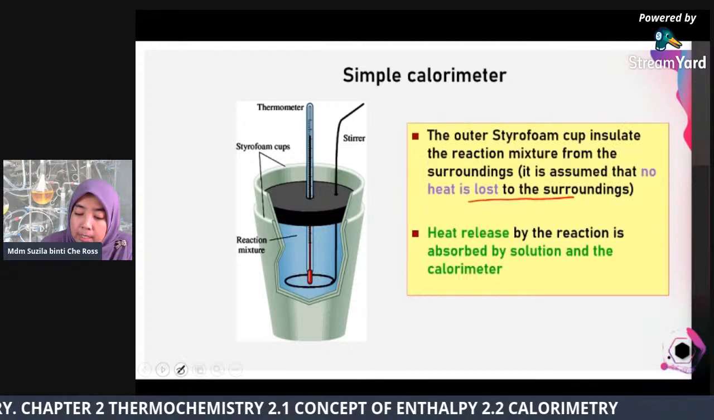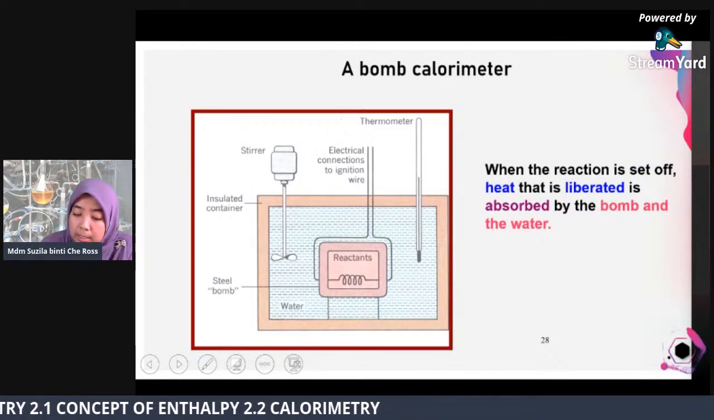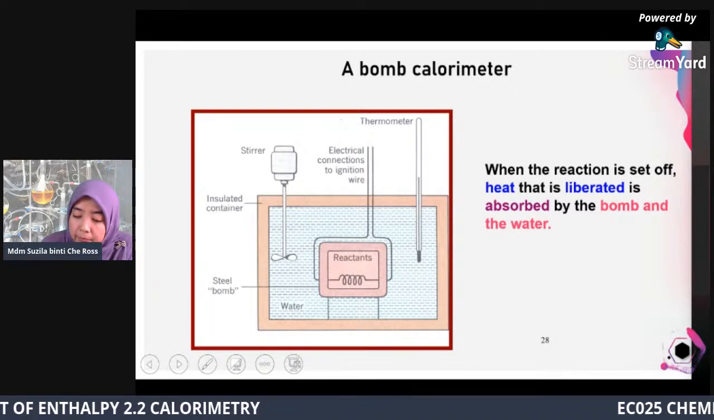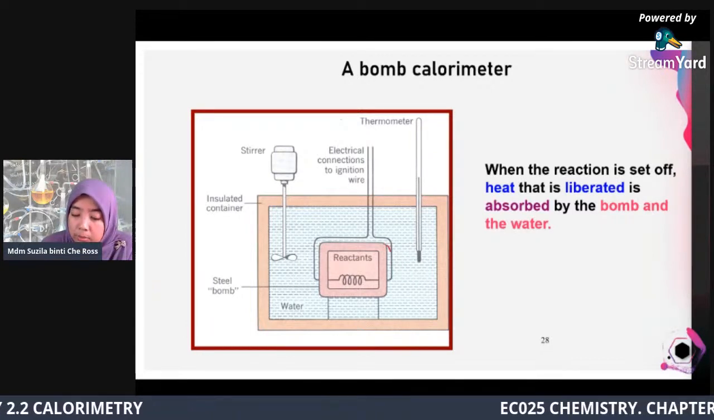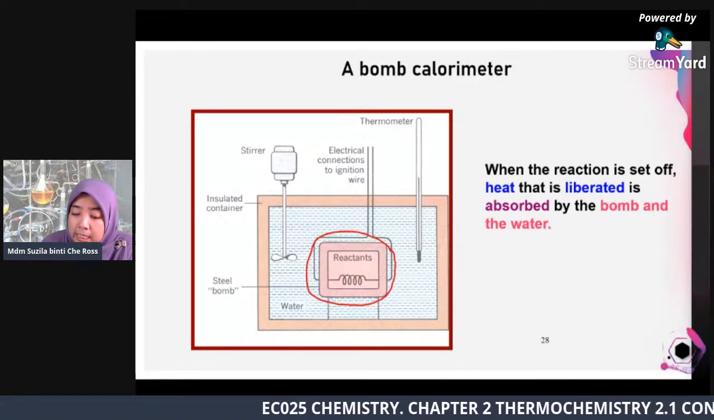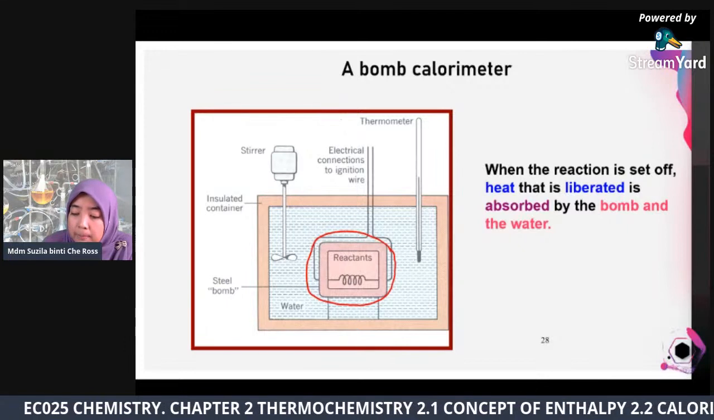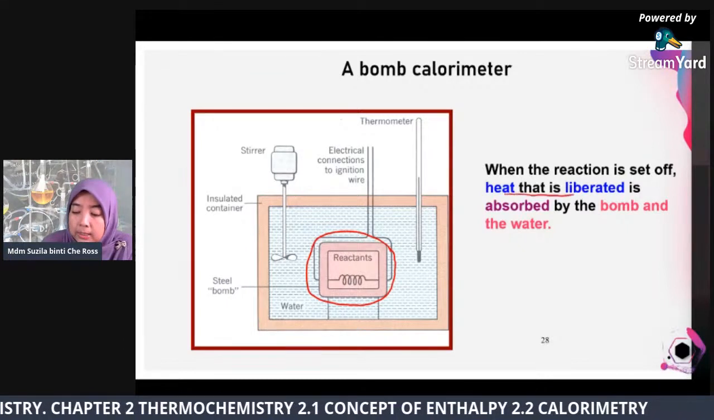And then the bomb calorimeter. For the bomb calorimeter, it has a specific part for the reactant to react. When the reaction is set off, the heat that is liberated is absorbed by the bomb and the water.